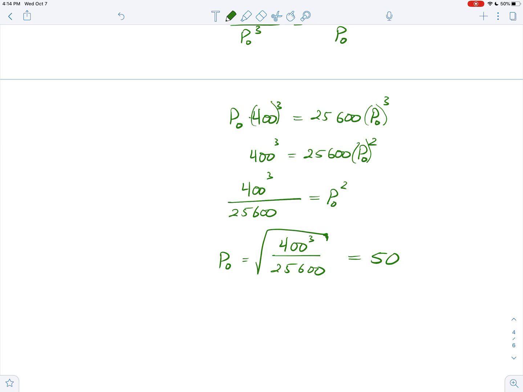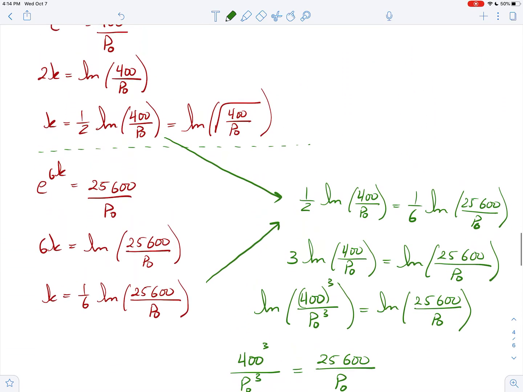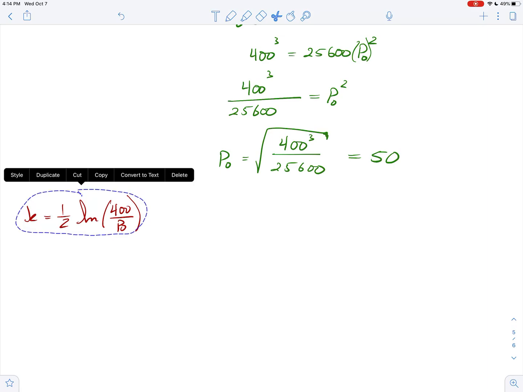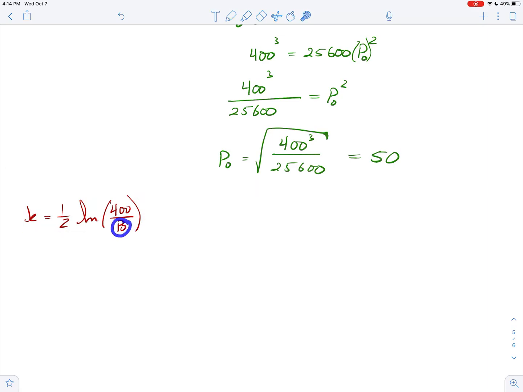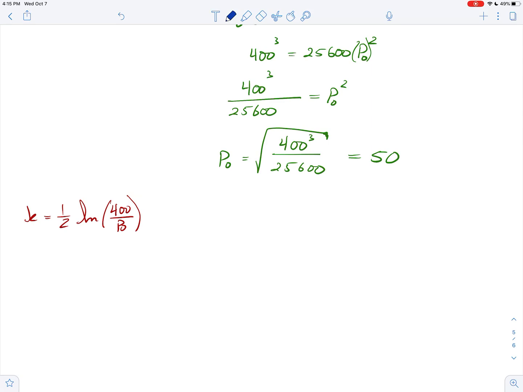So look at that. We figured out what P naught was. Now we have to figure out what k is. So I'm going to go back, either formula. I'm going to go right here. I'm actually going to copy this, and I'm going to plop it in right here. And so now that's kind of hard to read, but that's a P naught right there. And so the point is, let's switch colors to something that we can see over here. And so when you plug this in, k is 1/2 natural log of 400 over 50, which is just 8. So k is 1/2 natural log of 8.